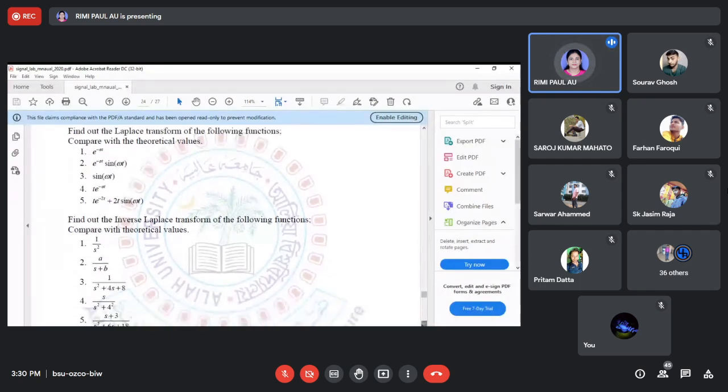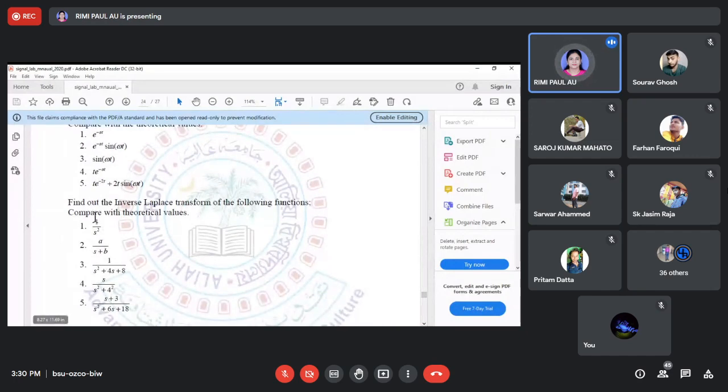Similarly, this is the inverse Laplace transform. Next week, I'll show you how to write it. You will just have to write the program, solve it, and you will get the output. You won't understand anything at first, but how to write the program and what the answer will be, you will see.